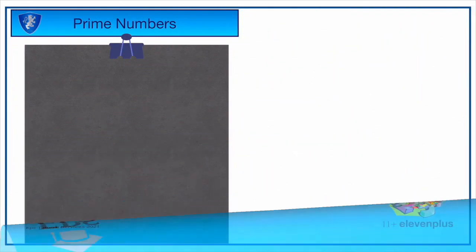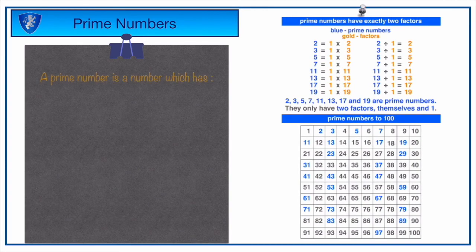Now, the first type of number is a prime number. And a prime number, as we all know, is a number which has only two factors, 1 and itself. On the right side here now, we've given you a list of all the prime numbers, starting off with 2. And remember, 2 is the first prime number, and apparently 2 is the only even number which is prime.